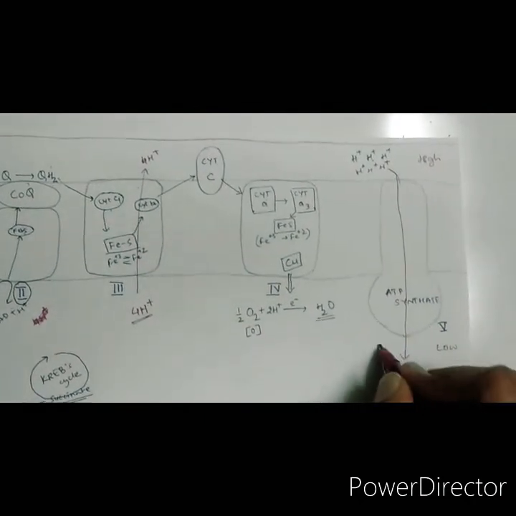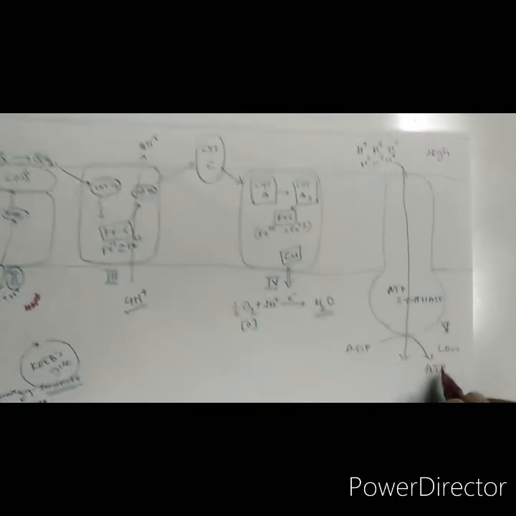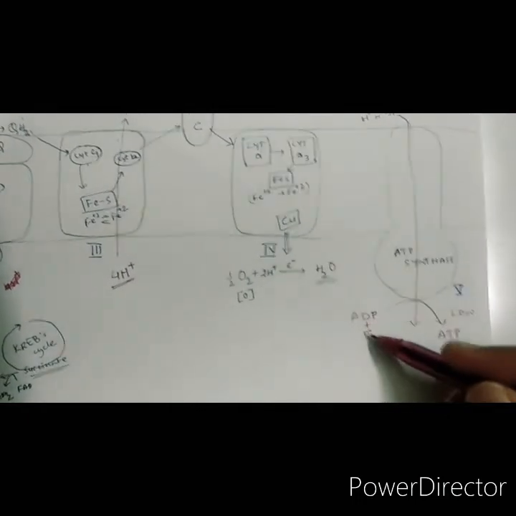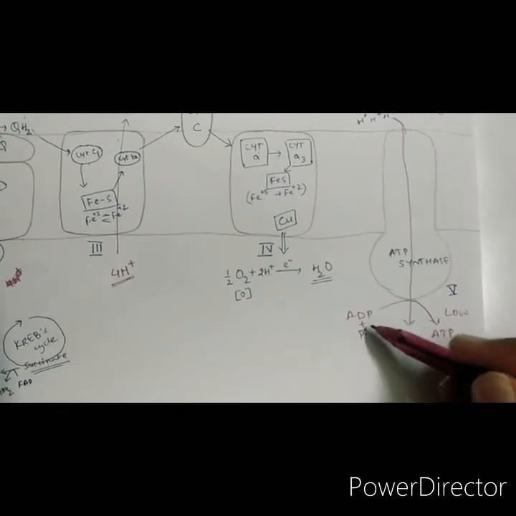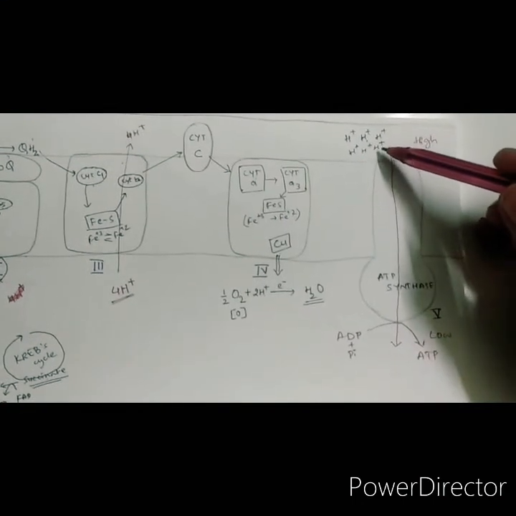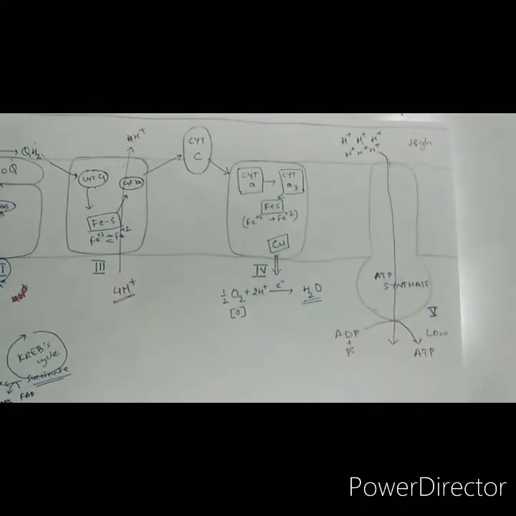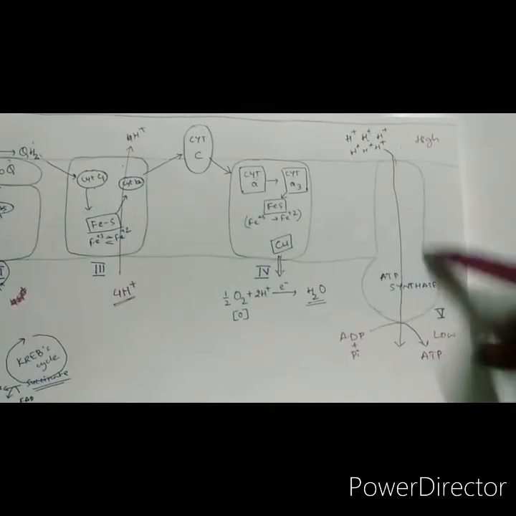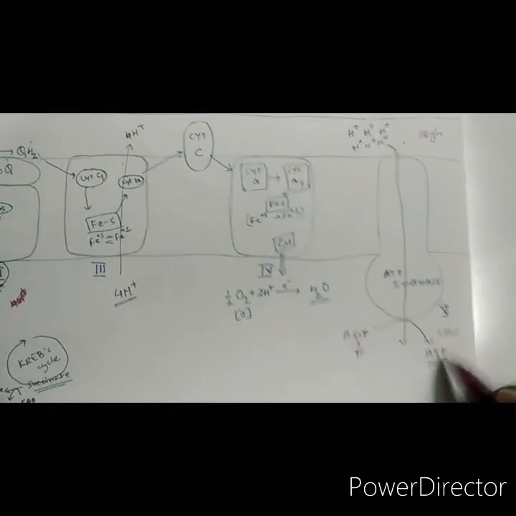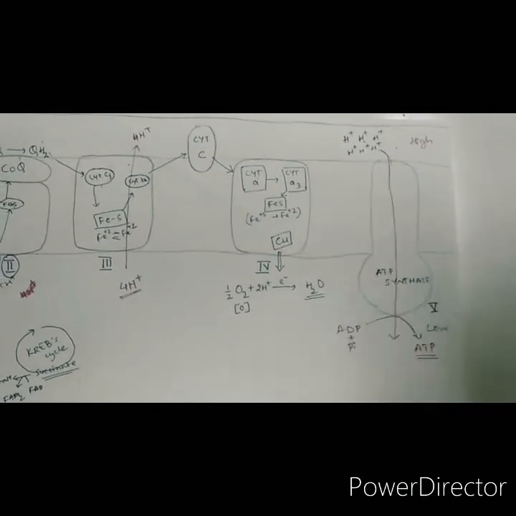utilized for conversion of ADP to ATP in presence of inorganic phosphate. So ADP in presence of inorganic phosphate utilizes the energy that is being generated during the transfer of hydrogen ions from intermembrane space to the matrix via ATP synthase, leading to the generation of ATP. Now this ATP is known as reserved form of energy, that is, it is a stored form of energy.